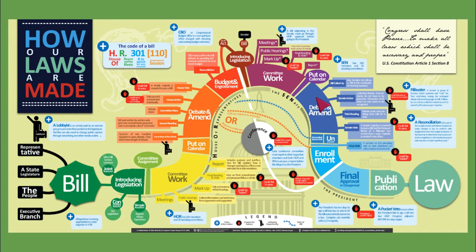And then if it passes both the House and the Senate, it goes on to final approval by the president. If the president approves, he signs the law. If the president does not approve, he can veto the law. If the bill goes through the House of Representatives and is passed, goes through the Senate and is passed, and it's signed by the president, then it becomes a law. It is a very long process. It takes a while for a bill to become a law, and most bills do not become laws.